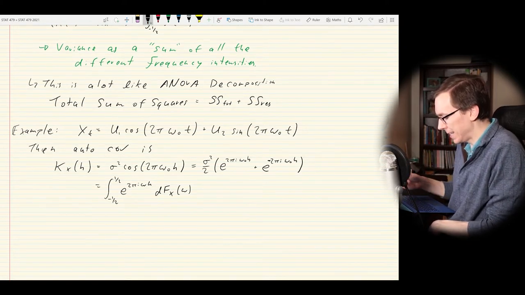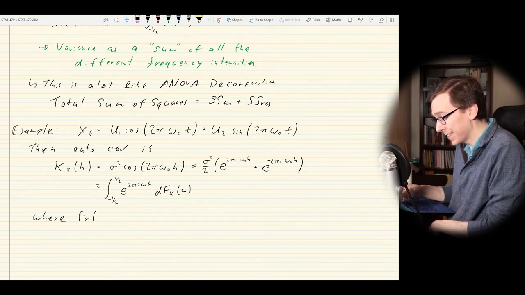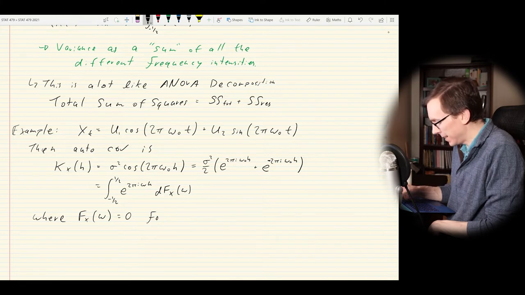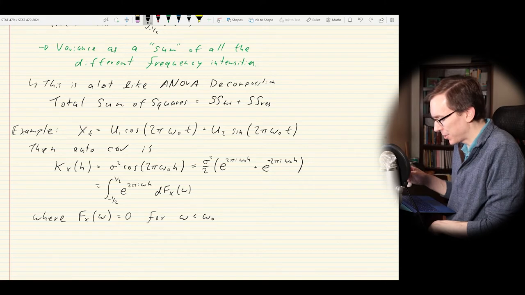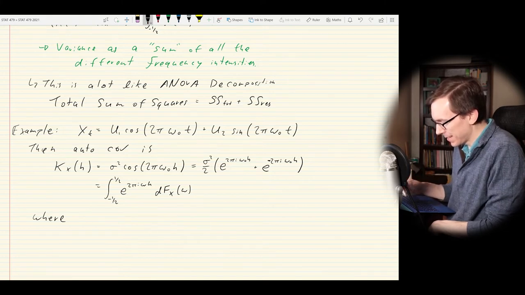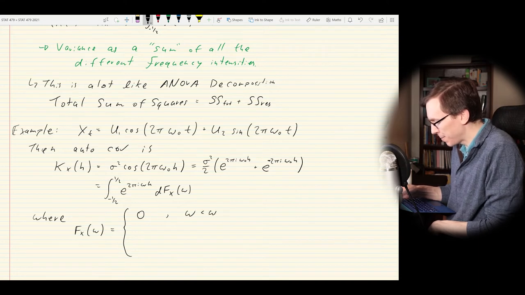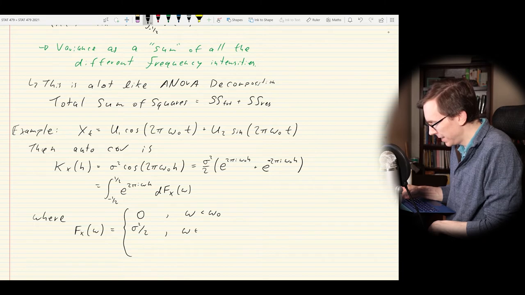So basically, the idea is that we can write it in this form where f_x, the spectral density function, not at h, but at omega, is going to be what? Let me write this a little bit better, in three pieces at once. This thing is going to equal 0 for omega less than omega naught. It's going to equal half the variance, sigma squared over 2, for omega in the interval from minus omega naught to plus omega naught.